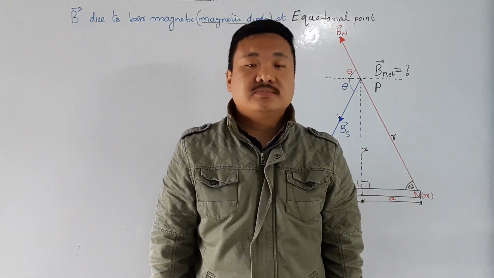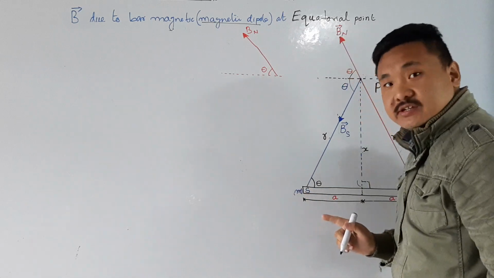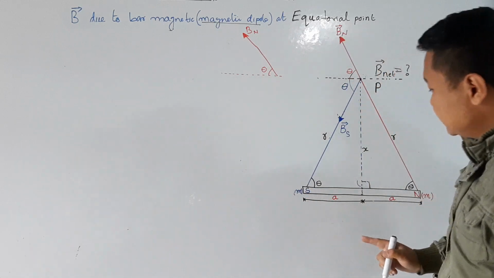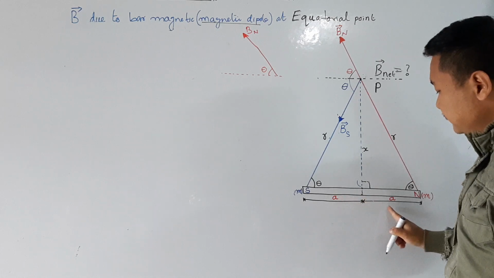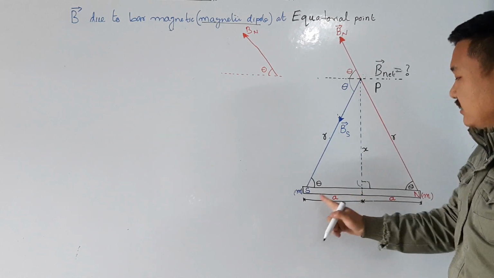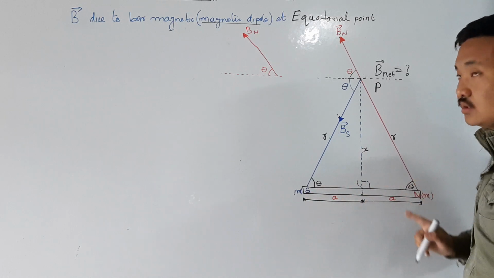Magnetic field due to a bar magnet at equatorial point. We have considered a bar magnet of length 2a, because half the distance is a and the other half is a, and the total distance between this south pole and this north pole is 2a.